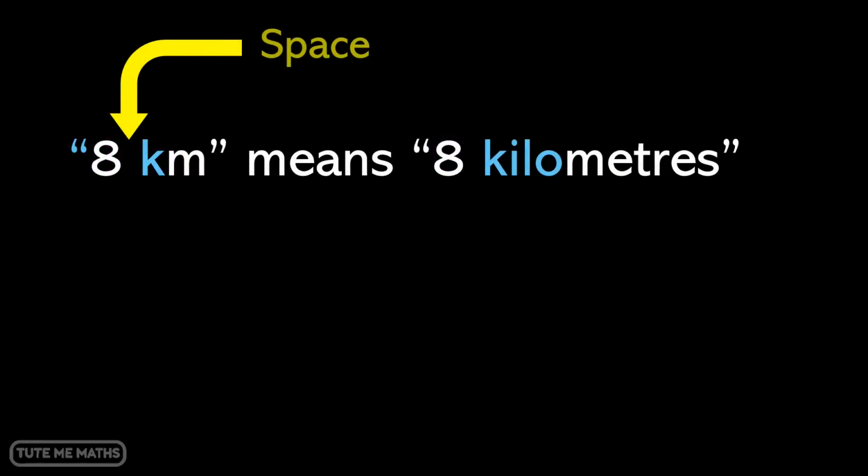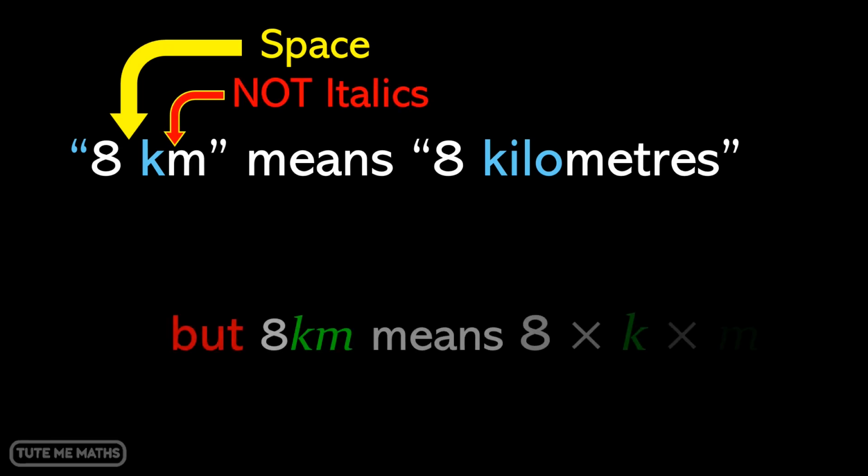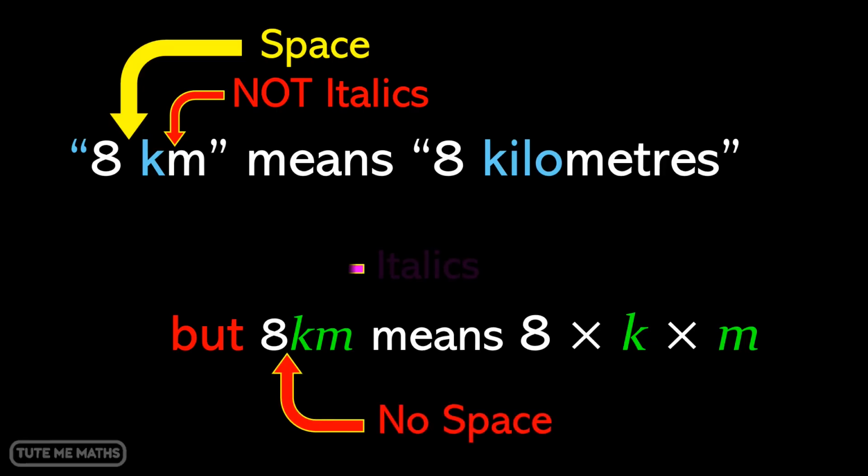There should be a space between the numerical value and the metric prefix, but no space between the prefix and the base unit being used. And the units of measurement are not written as italics. This is reserved for algebraic variables. Of course, it can be difficult to tell the difference when using handwriting.